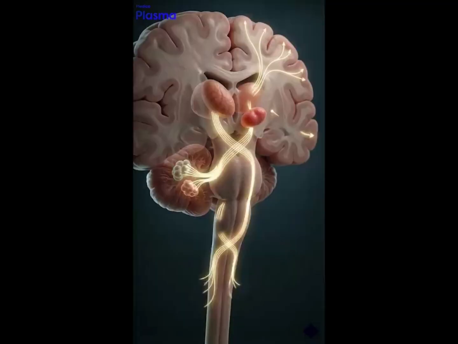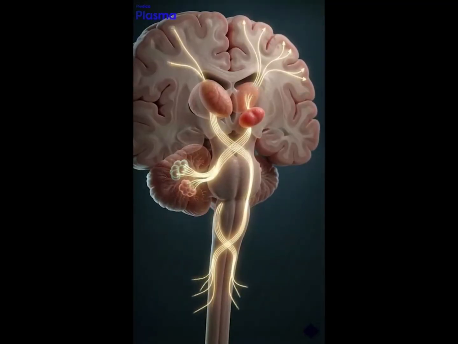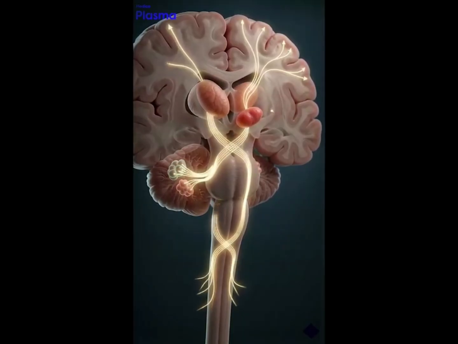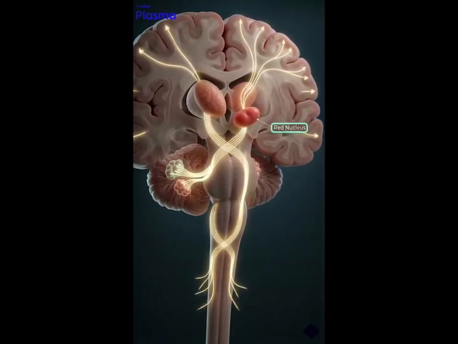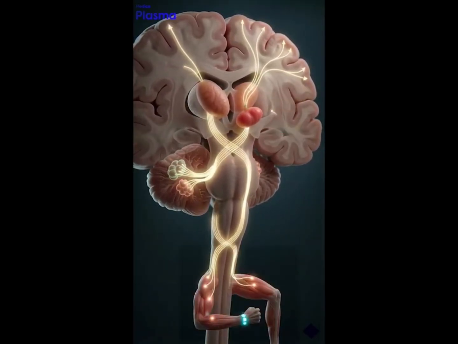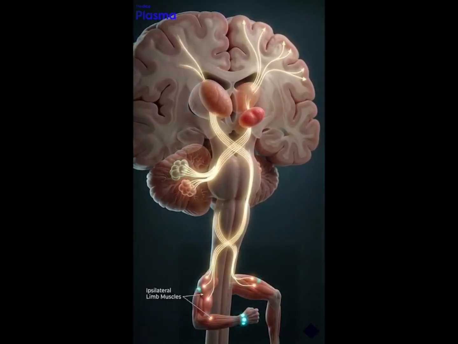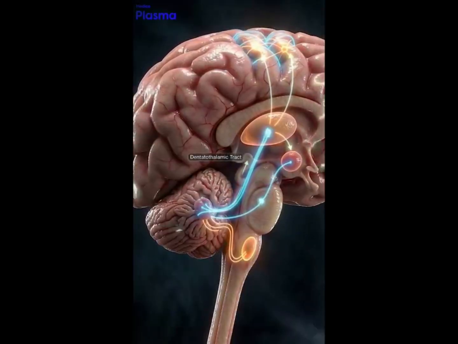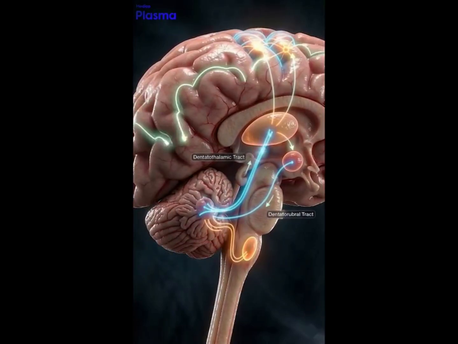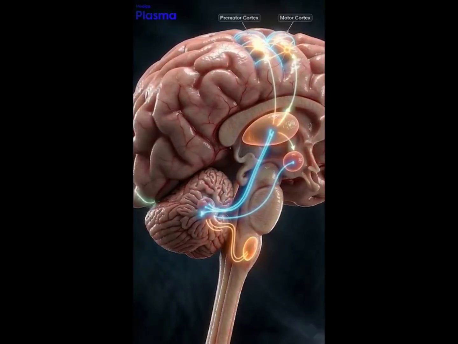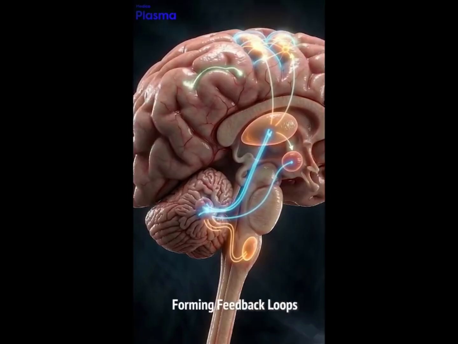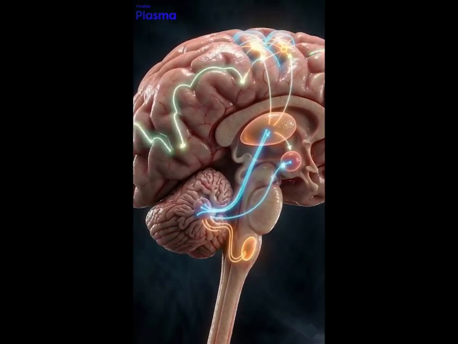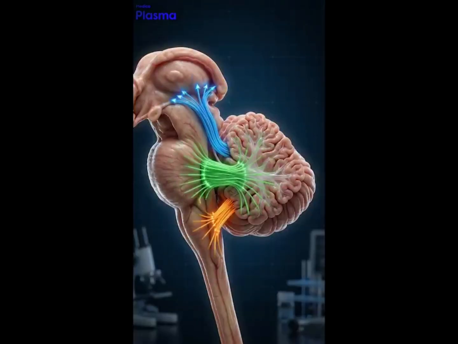proximal muscles. The interposed nuclei project via the superior cerebellar peduncle, decussate, and influence the red nucleus and thalamus with final effects on ipsilateral limb muscles due to double decussation. The dentate nucleus projects via dentatothalamic and dentatorubral tracts, influencing premotor and motor cortices and forming feedback loops with the inferior olivary nucleus.